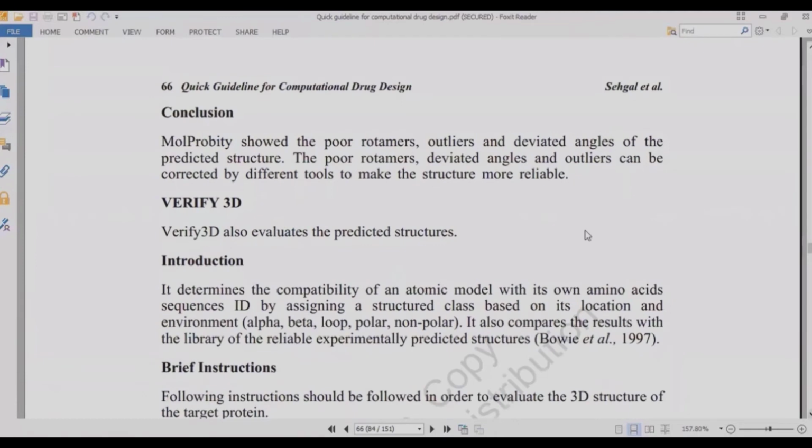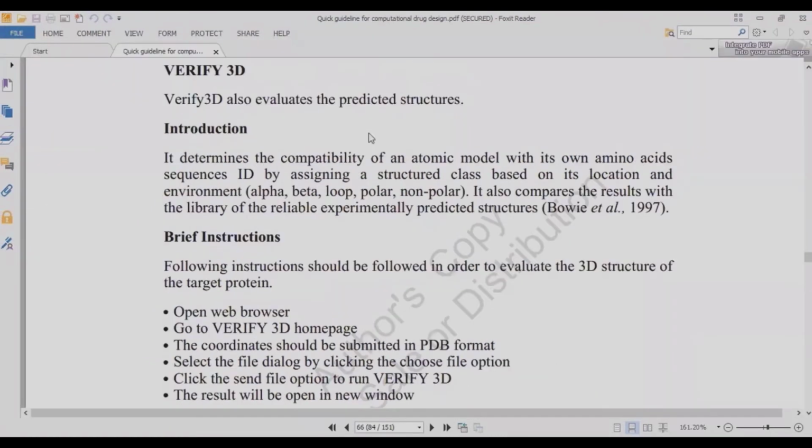So the conclusion is MolProbity showed the poor rotamers, outliers, and deviated angles of the predicted structure. After that evaluation, we predicted the three-dimensional structure of the RAS-F2 protein according to this book, and then we used different evaluation tools. First, we use homology modeling, threading, and ab initio approaches to predict the three-dimensional structure, and then we have to evaluate the structure. For evaluation, numerous tools are available, and I know you guys use many of them.